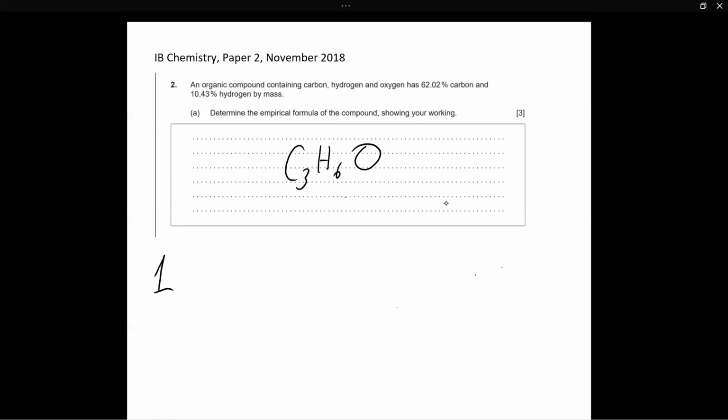Okay, so the first step, when you encounter such a question, write down the percentages of each substance. In the question, we weren't given the percentage of oxygen, so we had to find out the percentage. So find out the percentage of each element in the compound.